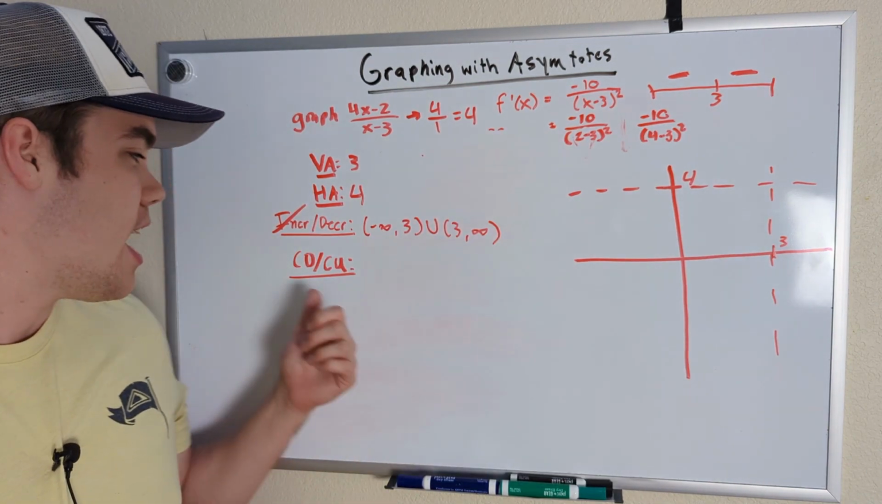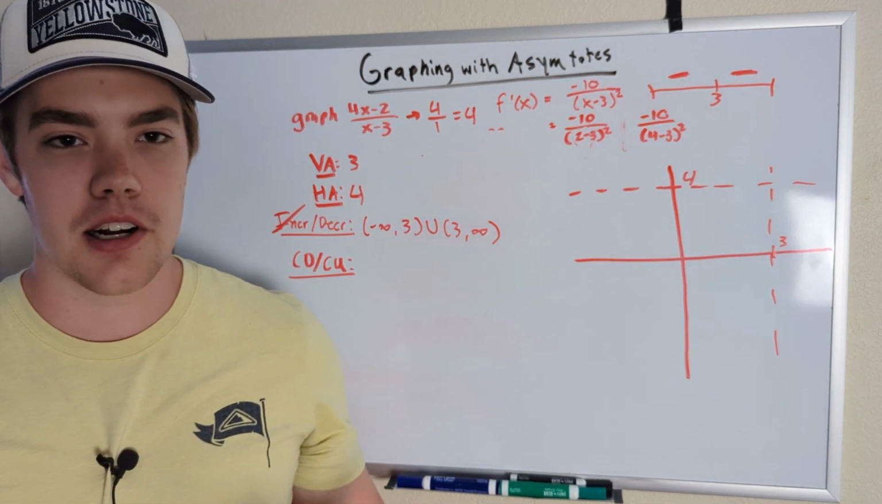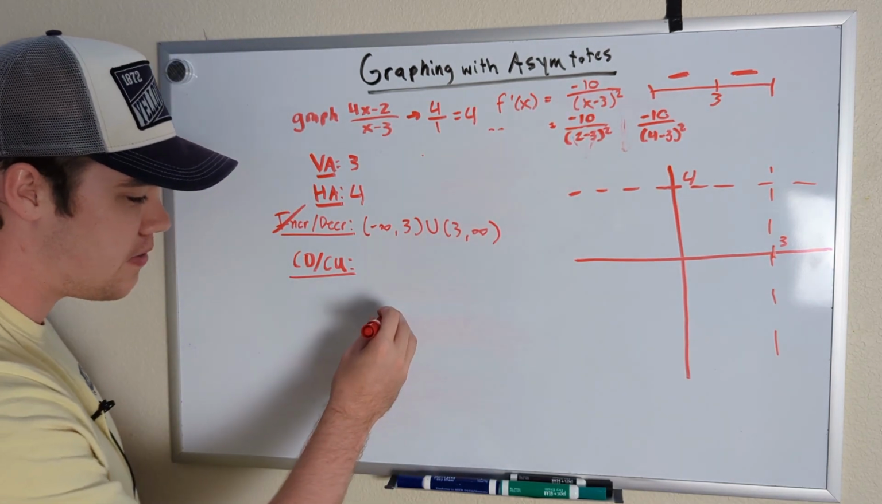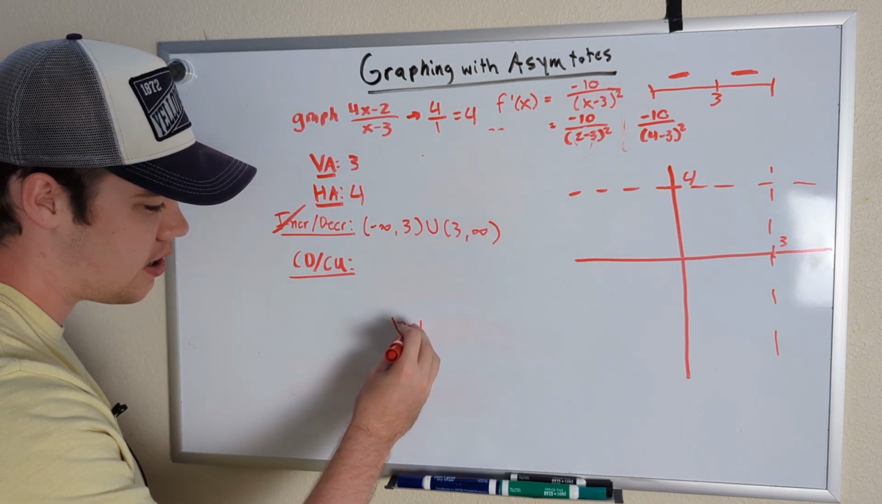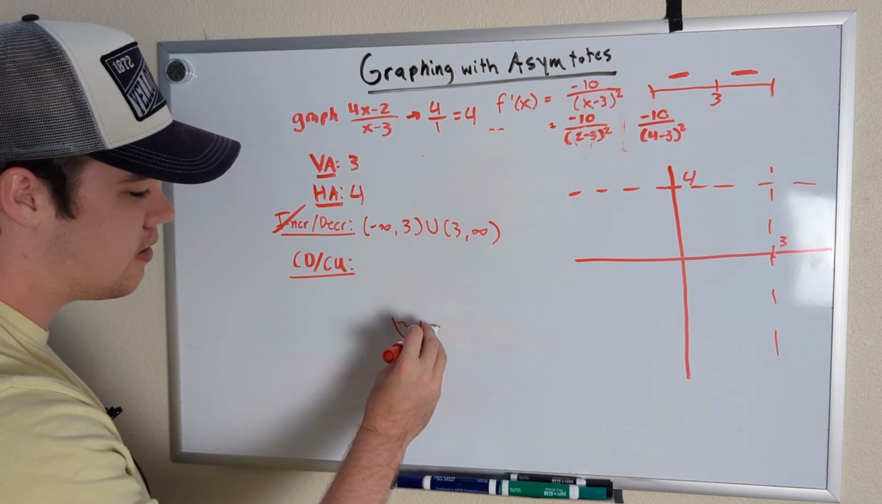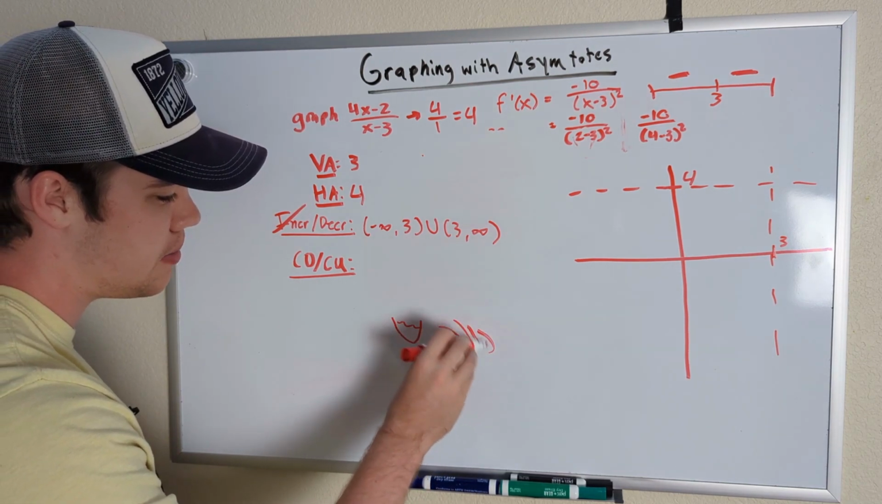Next, we need to find the concavity of this function, whether it's concave up or concave down. As a quick review, a function is concave up if the function can hold water at that area. If the function is concave down, water would just spill over.